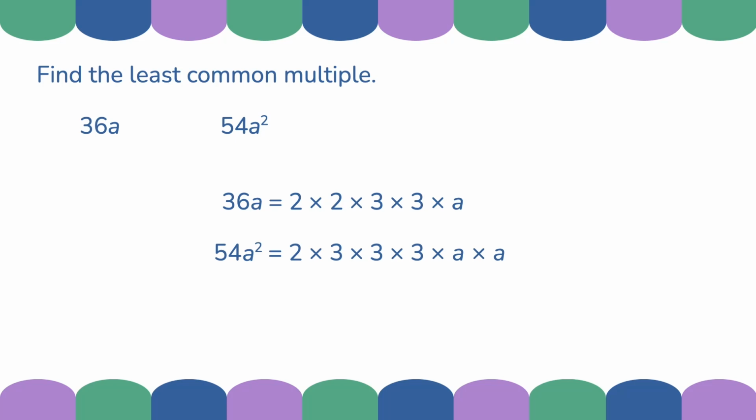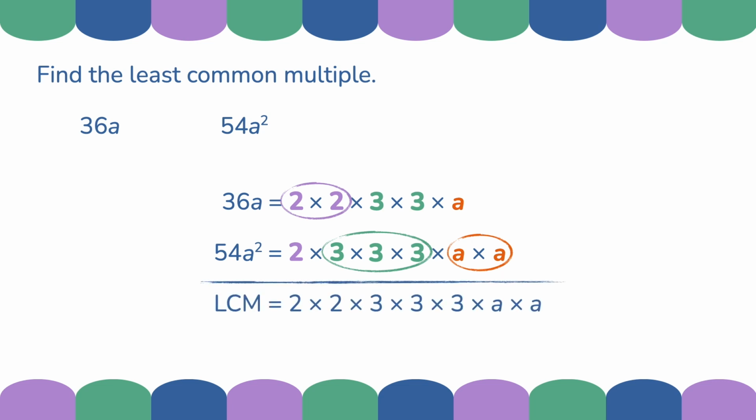Now, let's find our LCM. The distinct prime factors are 2, 3, and a. We'll need 2 factors of 2, since 36a has 2 factors of 2. We'll need 3 factors of 3, since 54a squared has 3 factors of 3. And finally, we'll need 2 factors of a, since 54a squared has 2 factors of a. So our LCM is the product of these values, or 108a squared.